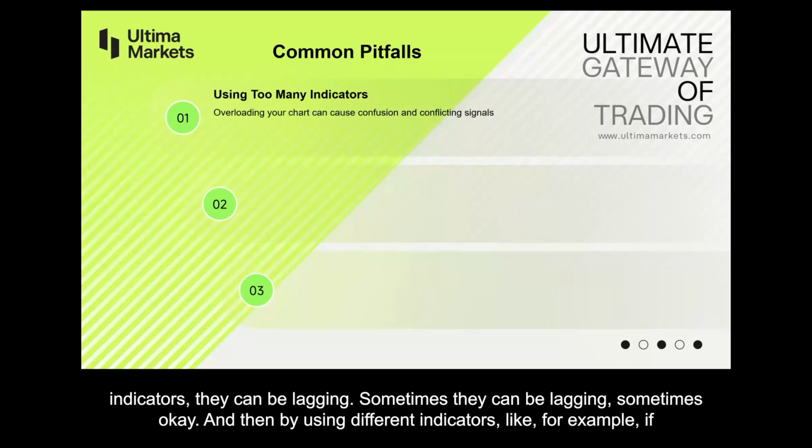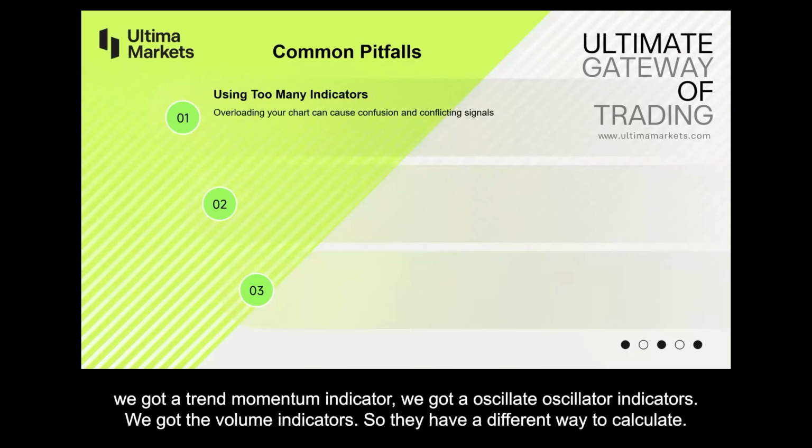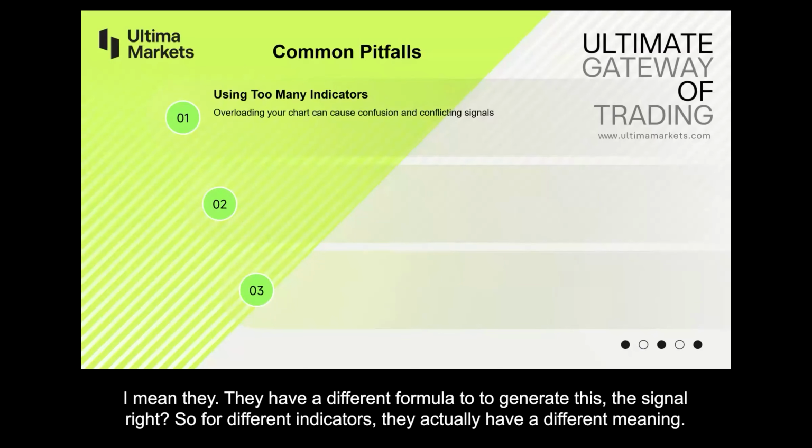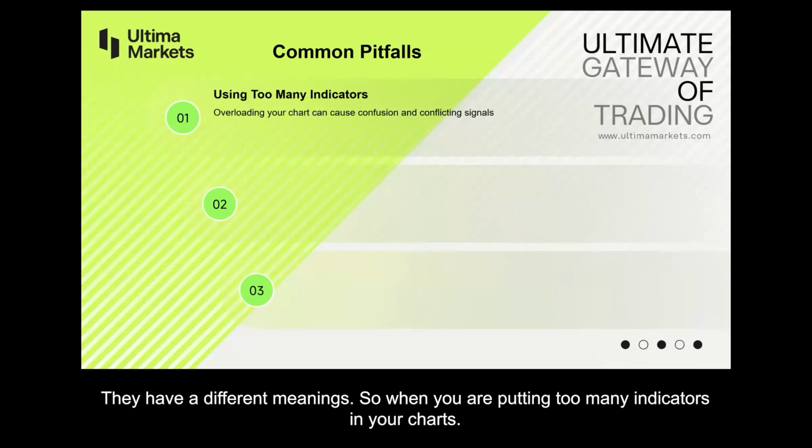And if we use different indicators, for example a trend momentum indicator, an oscillator indicator, and volume indicators, they have different ways of calculating. They have different formulas to generate the signal. So different indicators actually have different meanings.